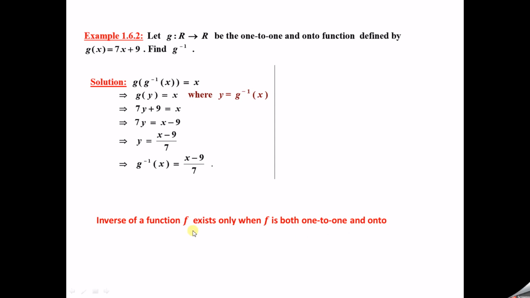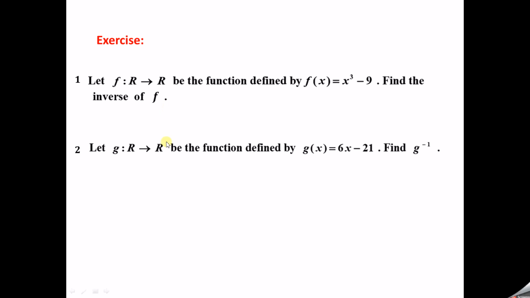When the function is both one-to-one and onto, then only the inverse of that function f exists. And you can try these two problems in the exercise. If f from R to R is a function defined by f(x) equal to x cubed minus 9, find the inverse of f. Here f(x) is a polynomial function and it is one-to-one and onto. We can see that this is one-to-one and onto. And now you can find the inverse of this function.